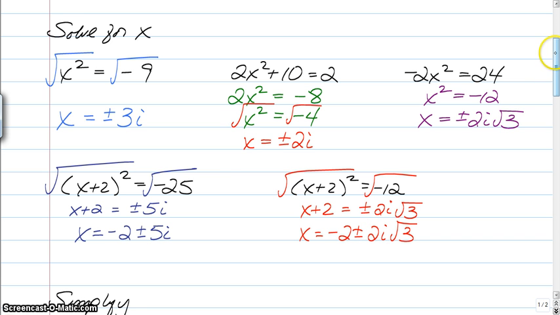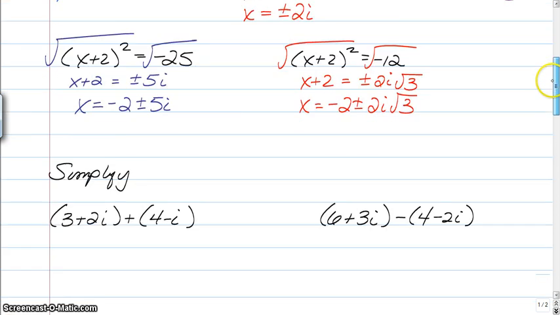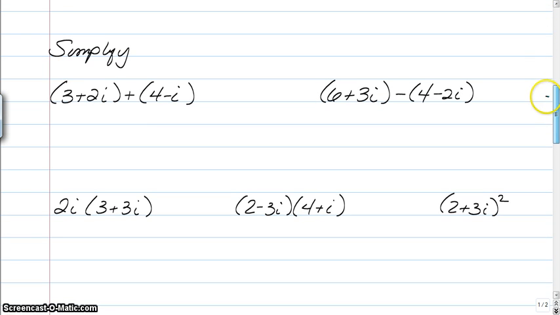Okay? So that's solving. Now we need to talk about simplifying. We can add, subtract, multiply, and divide. We're going to do all three really quick. When you are adding or subtracting, it's just combining like terms. So 3 plus 4 is 7. And 2i plus a negative i is plus i.